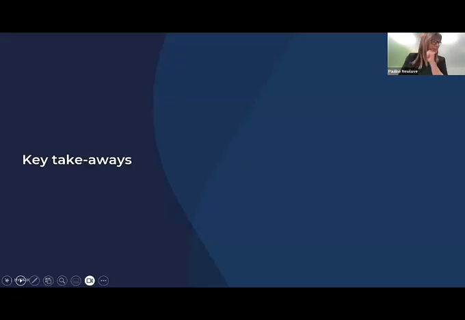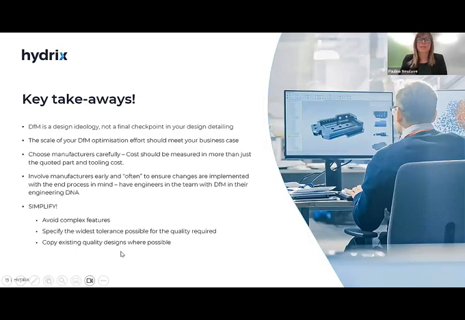So that gets us to the end. Key takeaways. As I said before, design for manufacturing is a design ideology, not a final checkpoint in your design detailing. The scale of your design for manufacturing optimization effort really should meet your business case. So make sure that the cost target you set for your cost of goods is a realistic one, because the amount of effort that goes into driving down cost can be significant in your development effort.